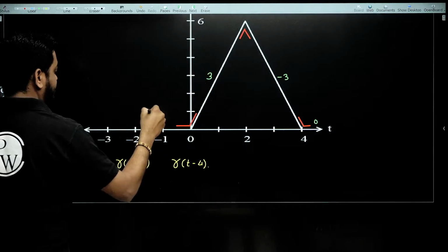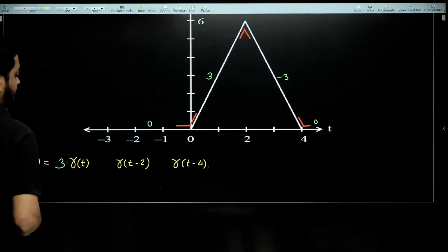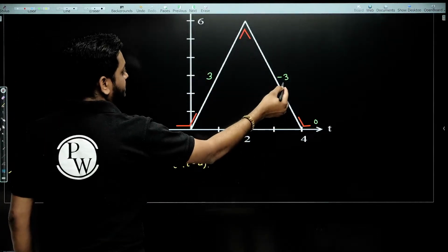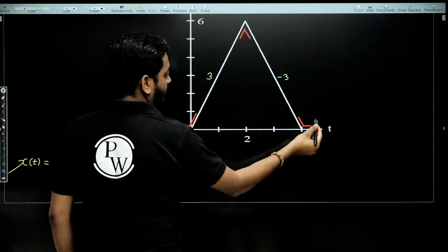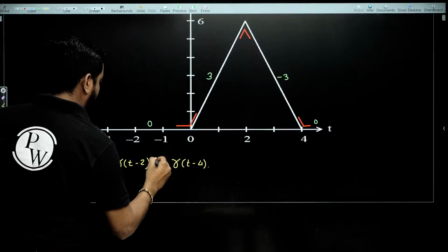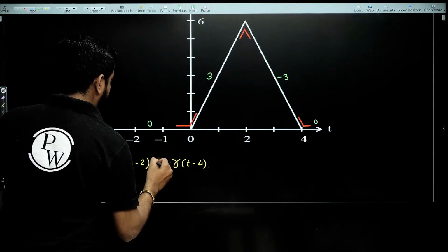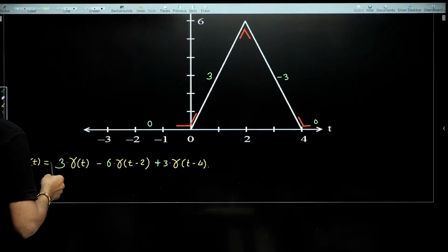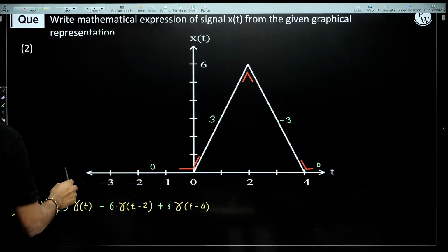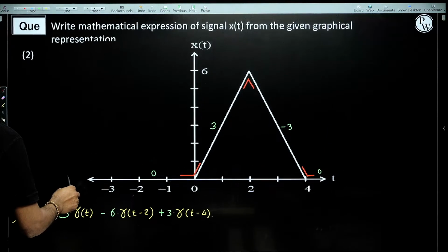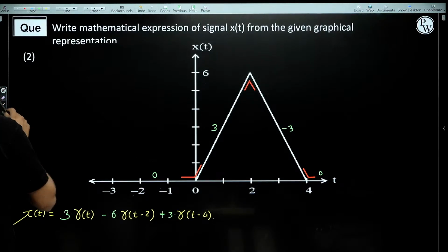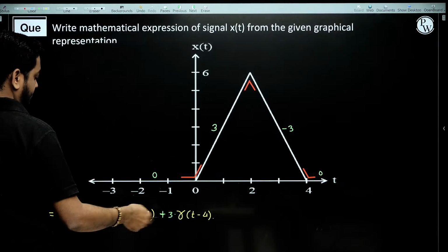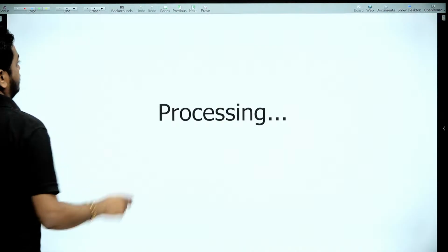Next slope minus previous slope, that is 3, guys. Here next slope minus previous slope, that's why minus 6. At t equal to 4, next slope minus previous slope, so plus 3, your final answer. If you follow the procedure properly, then definitely you will get the correct answer for any type of question. Okay, any doubt in this? Your final answer. Let us solve the next question, guys.